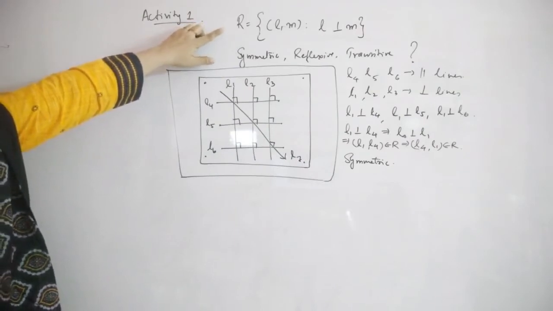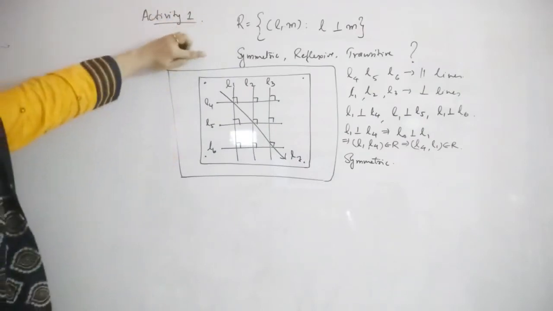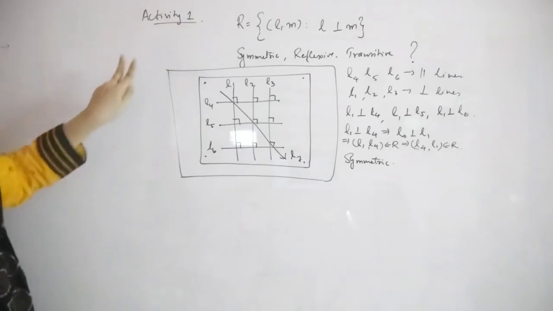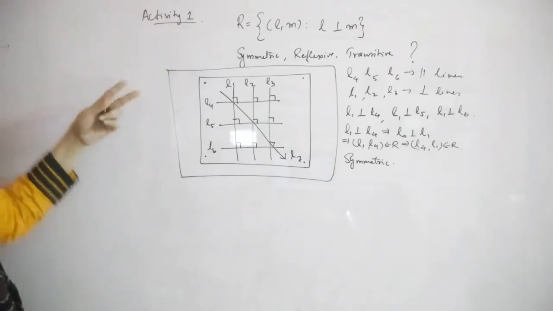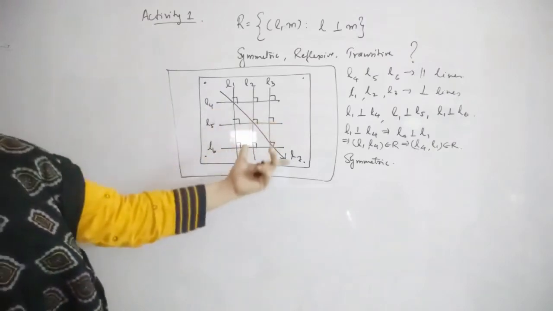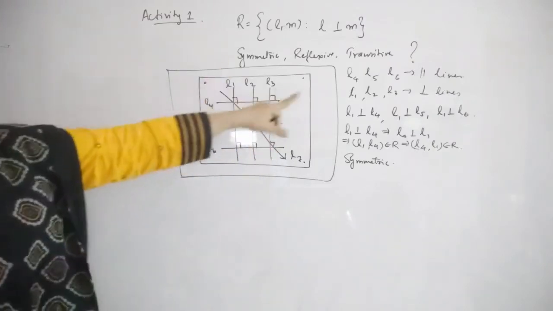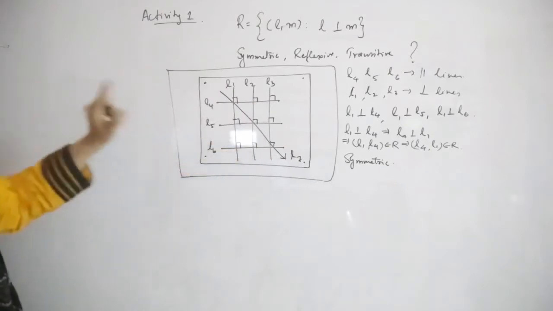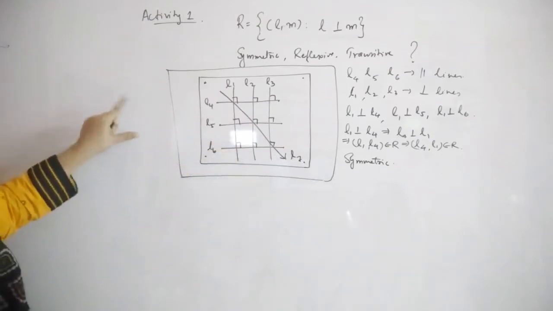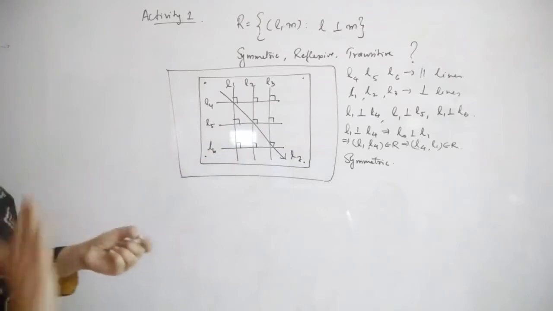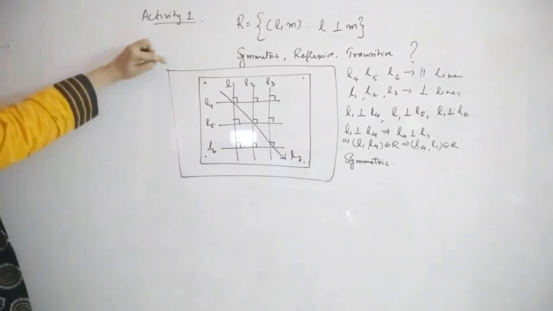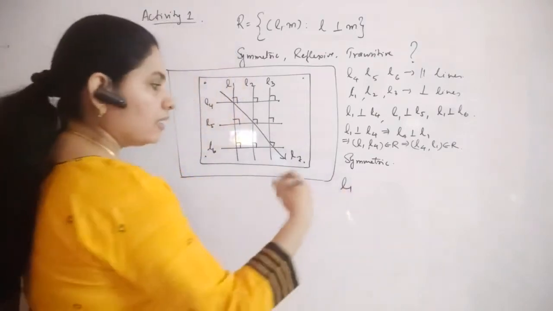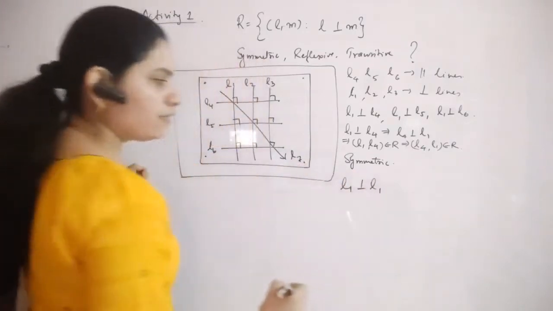Now going for the second one. That is what the activity says: this relation is symmetric. If you take 2 perpendicular lines, then the other way also they will be perpendicular to each other. If one pair is perpendicular, the opposite pair will also give you the same thing. Now for reflexivity, if I take one line L1, is L1 perpendicular to itself?